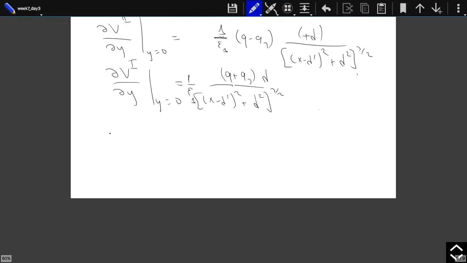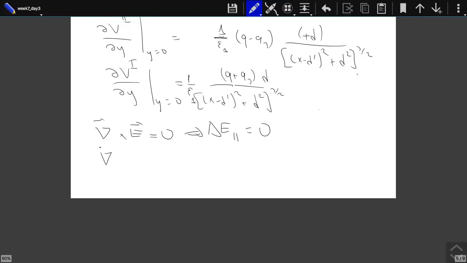Because you see, the curl of the electric field is always zero, whether we are in a medium or not. This tells you that the component of the electric field parallel to any surface is continuous. So we don't need to worry about the parallel component. It will be continuous, so we cannot relate it to the charge density.